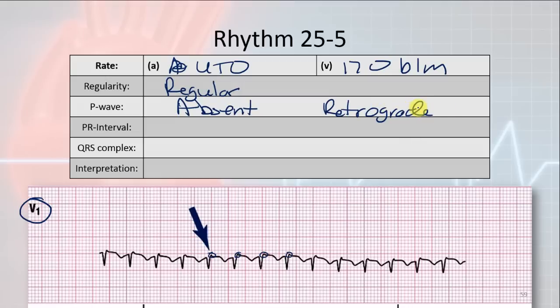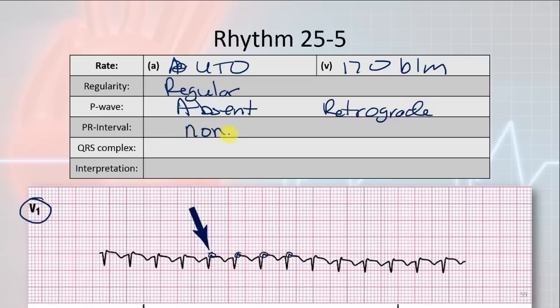Just to let you know for my class, please do not put absent and retrograde. You can't put both of those together. They need to either be absent or they need to be retrograde. And if they're retrograde, you need to identify where they are. You can't just put retrograde and hope that you're right because it will be marked wrong.